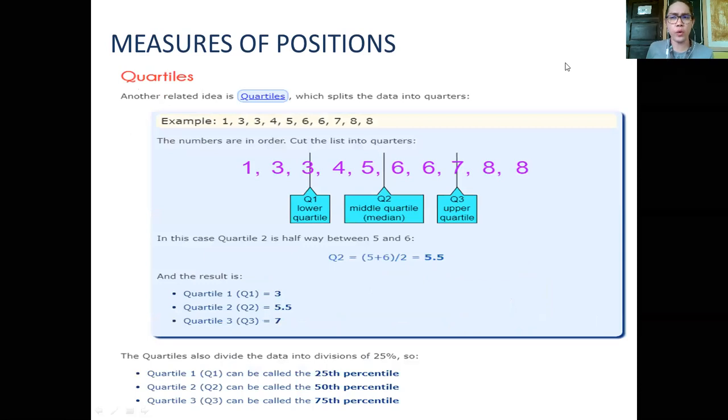The quartiles. Quartiles are the last measure of position. Another related idea, as I said a while ago: quartiles split the data into quarters, or into 4 equal parts.